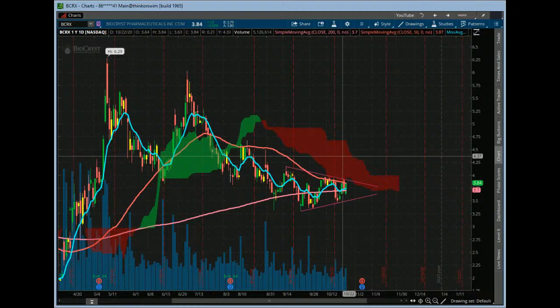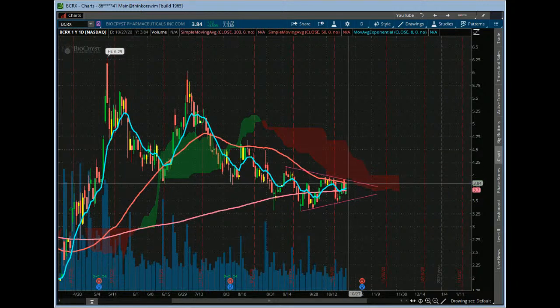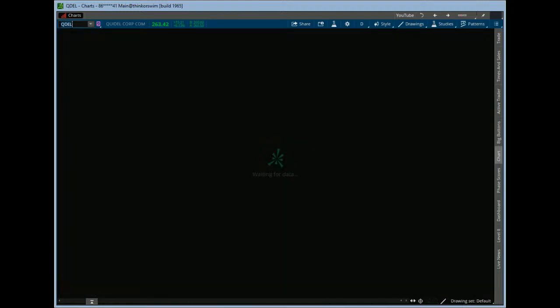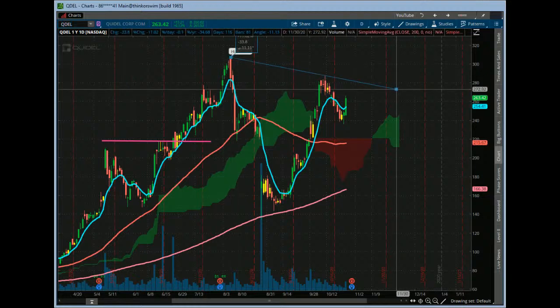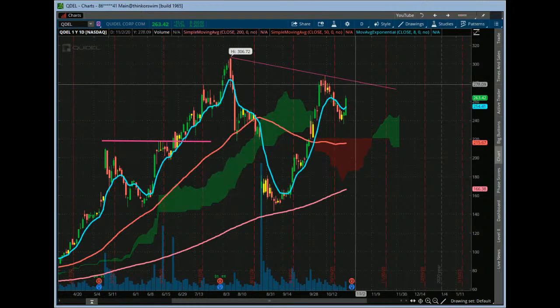BCRX. Penny name here is triangulating. Look for a breakout one way or another. They've got earnings coming up on that one. And then QDEL. This is not a penny name, it's a big name. Again, big geometrical level right here, looking like a sideways cup and handle. Let's see how it handles that geometrical level. If we can get up there, nice move. See how it behaves on earnings.